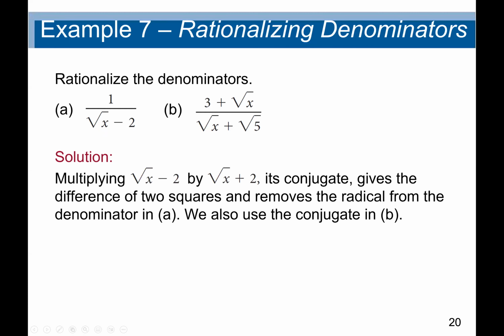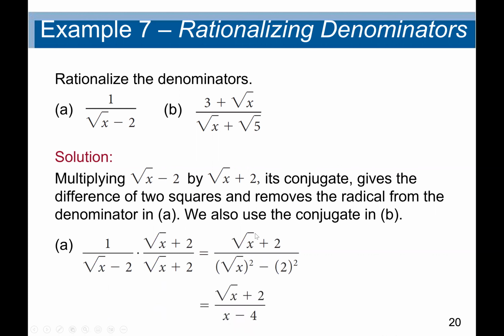So let's do the first one. Since I have square root of x minus 2, how can I remove the square root sign? I will multiply it by another square root of x, because we know square root is the same as exponent one half. So in order to remove the exponent half, I have to multiply by 2. So that's why we multiply square root of x minus 2 by square root of x plus 2. So we get a difference of 2 squares. We're going to get square root of x all squared minus 2 squared.